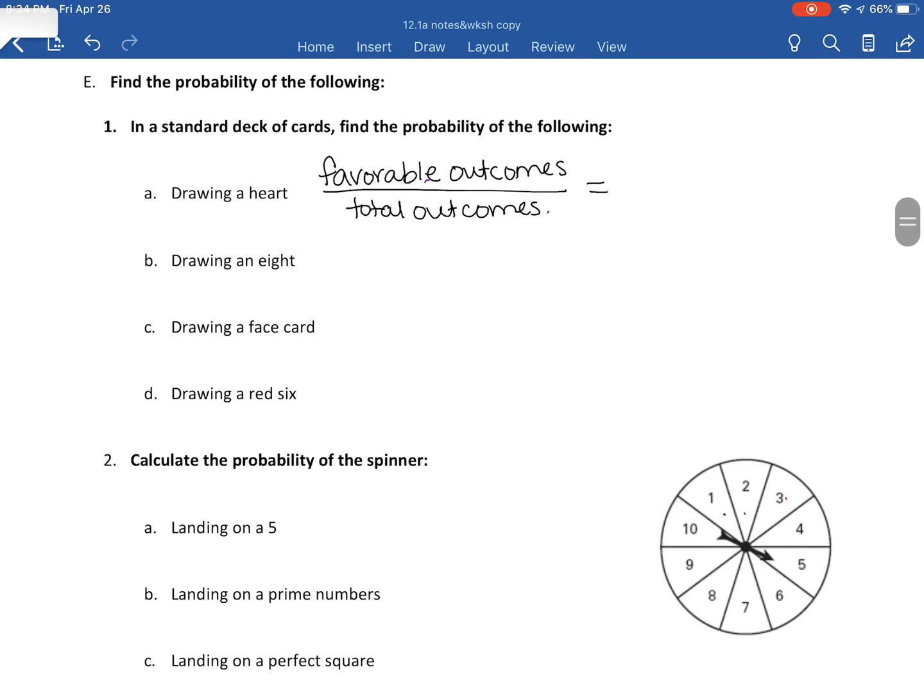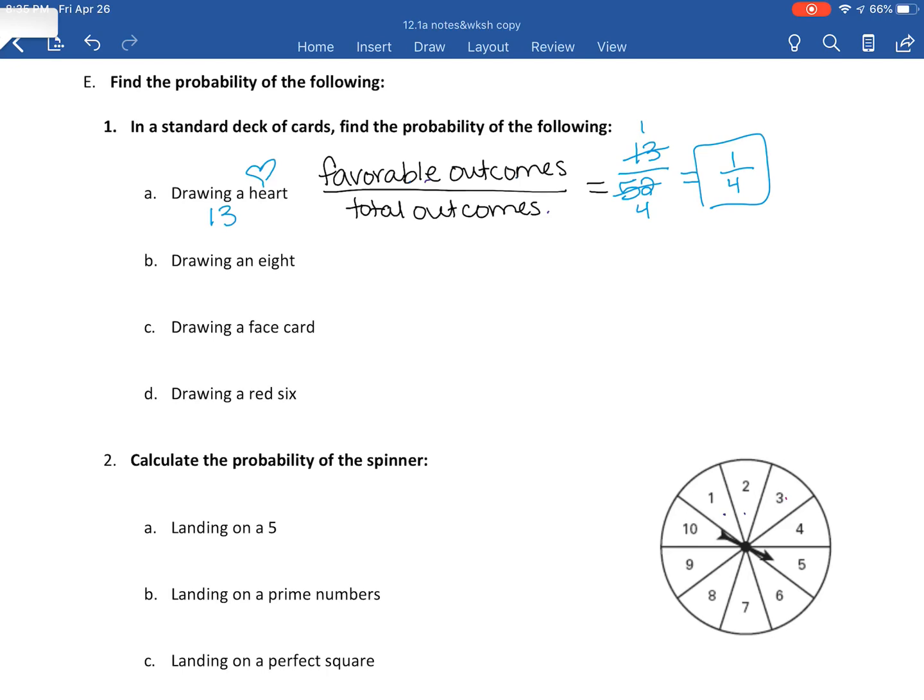So in a standard deck of cards, we want to find the probability of the following. So we want to find the probability of drawing a heart. Well, there are 13 hearts in a deck of cards, right? That's one of the suits. So that means there are 13 favorable outcomes and a total of 52 outcomes because there are 52 cards in a deck. Then we want to put it in simplest form. Well, 13 goes into 13 once and 13 goes into 52 4 times. So the probability of drawing a heart is 1/4.